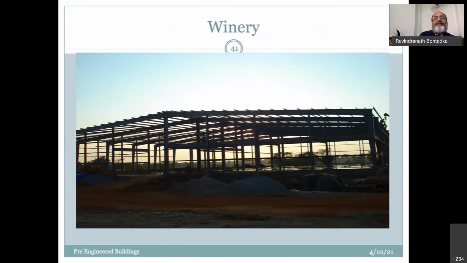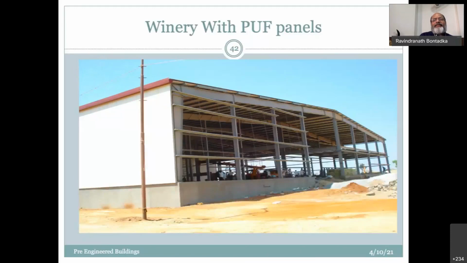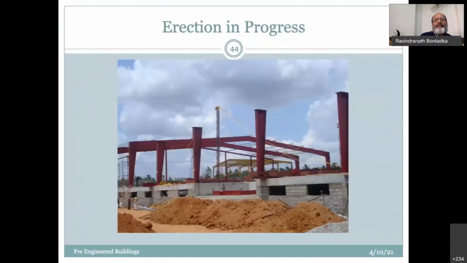This can be for a different winery. Why I put a winery here is, we have used it for different temperature conditions, ranging from minus 10 degrees to plus 4 degrees centigrade. So we have used lots of puff panels. All those things are being used. It can be used for various activities. That's one of the reasons why I was mentioning it.